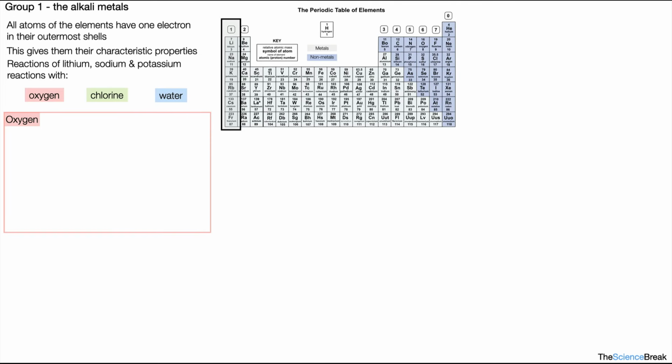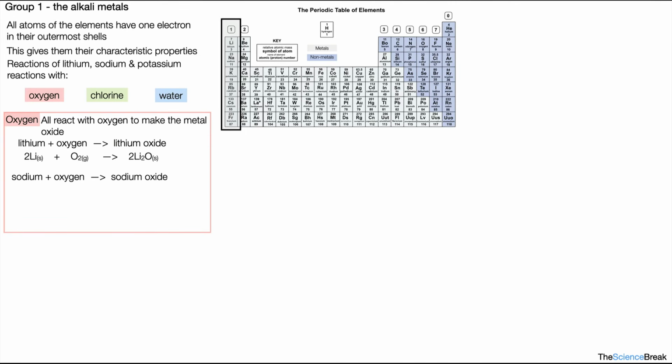The reactions with oxygen. All react with oxygen to make the metal oxide. In other words, lithium plus oxygen will give us lithium oxide. Here is the balanced formula equation for that. We also have state symbols, S meaning solid, G meaning gas, and S again meaning solid.